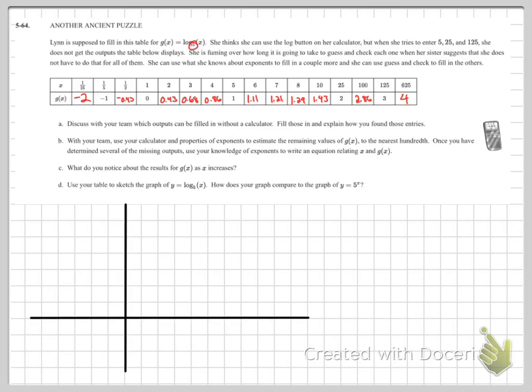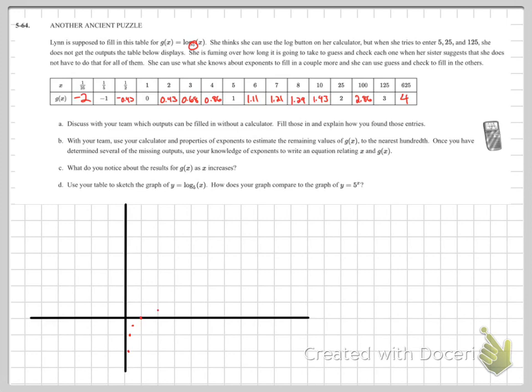So we have negative 2 at 1/25, so really, really close to 0. It has a value of negative 2. At 1/5, so still pretty close to 0, it has a value of negative 1. At 1/2, it's negative almost a half. At 1, it's 0. At 2, it's barely not close to a half.